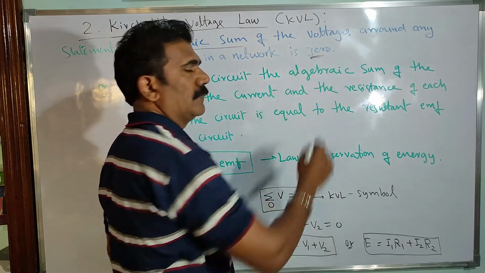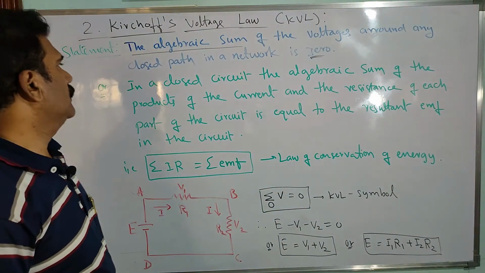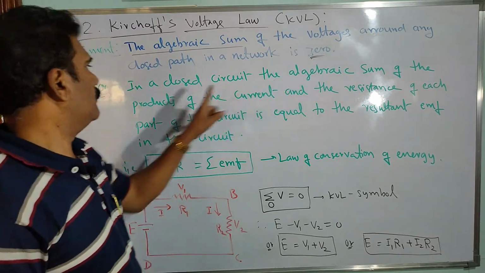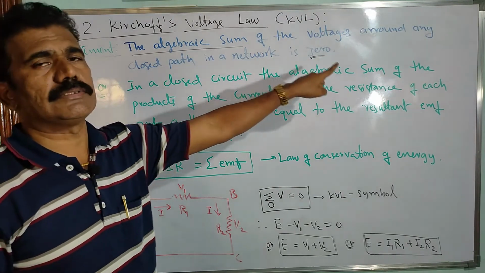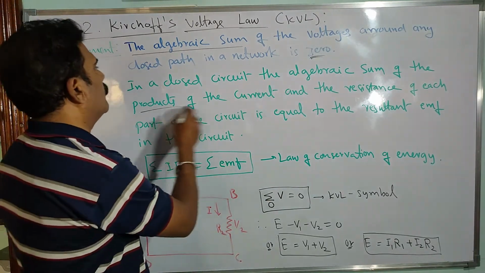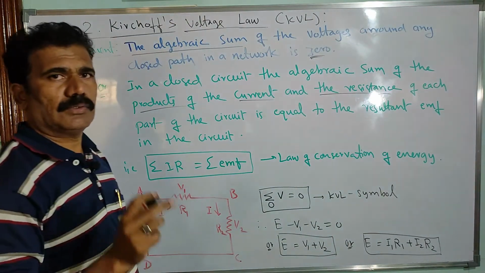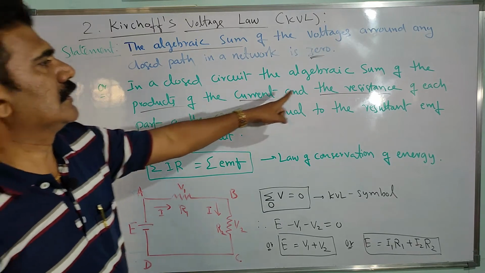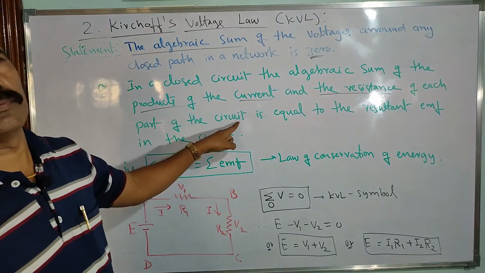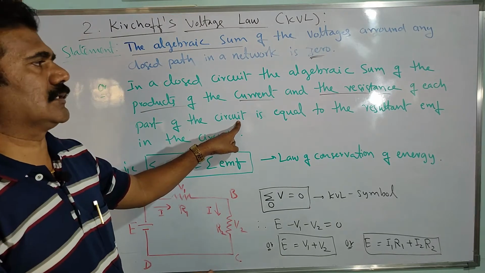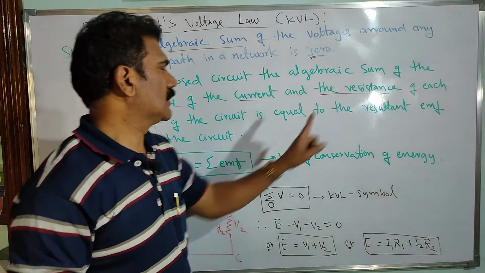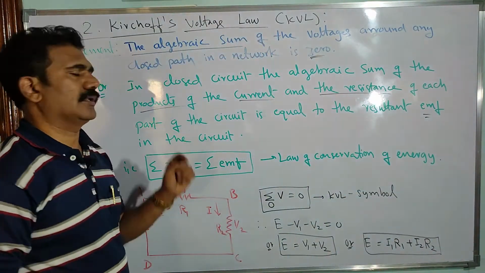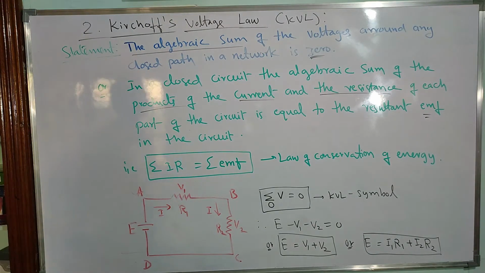to 0. In another way we can define it: in a closed circuit, the algebraic sum of the products of the current and resistance. According to Ohm's law, the product of the current and resistance is nothing but the voltage drop itself. So you can consider the sum of all the products of current and resistance across each resistor in each part of the circuit is equal to the resultant EMF in the circuit, that is, the total EMF in the circuit. That is the second statement of Kirchhoff's voltage law.